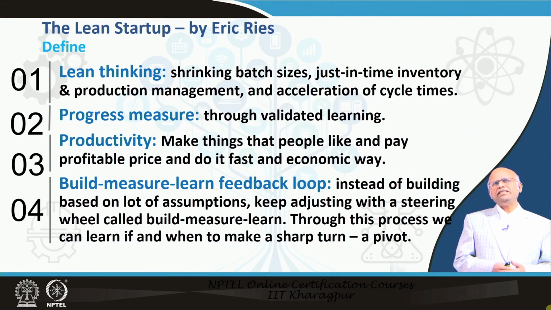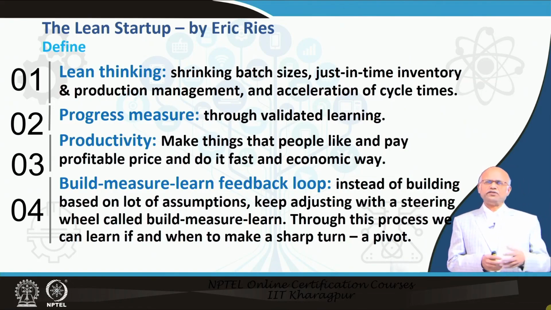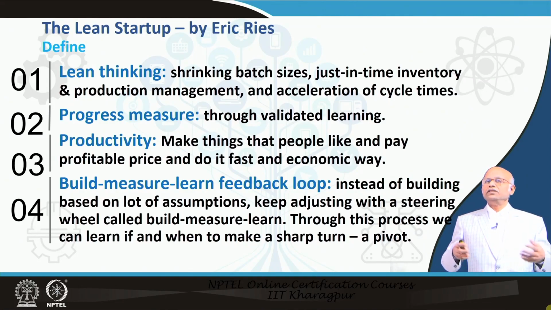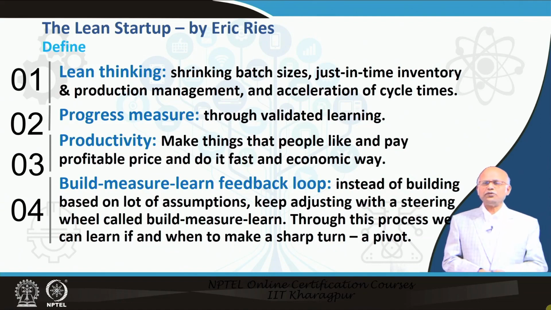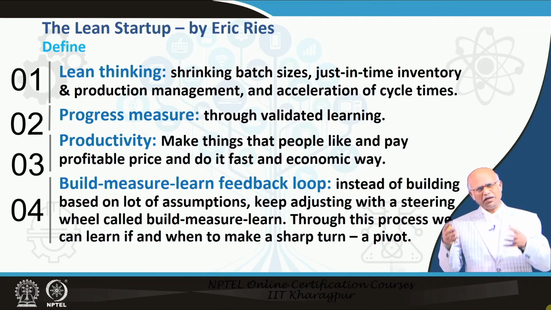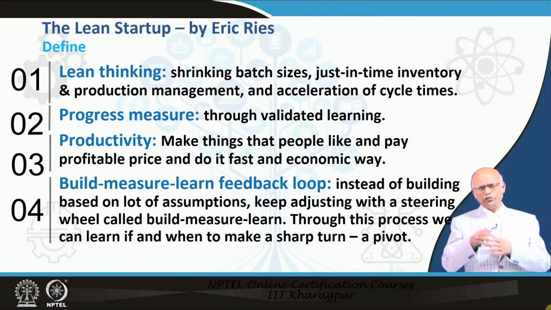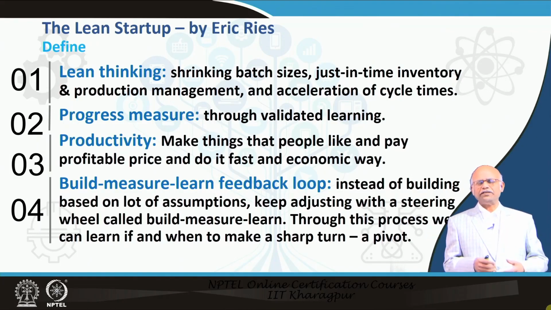He says, how today's entrepreneurs use continuous innovation to create radically successful businesses is the topic of the book. So, the lean startup, lean thinking first of all. You think in terms of batch sizes, just-in-time inventory and production management and acceleration of cycle time. I will just explain only one. Say inventory management. Suppose you are maintaining an inventory of say 100 rupees or 100,000 rupees or 100 lakh rupees. Let us talk about 100 without the unit.